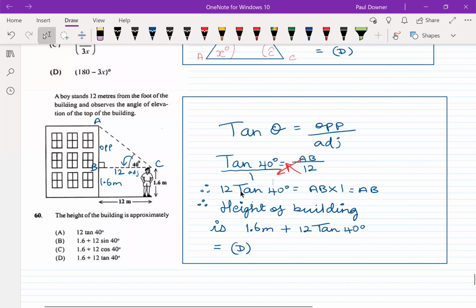So 12 tan 40 represents from here to here. And then the height of the building, therefore, we know is 1.6 plus this distance, which is 12 tan 40. So the height of the building will be 1.6 plus AB, which is 12 tan 40 that we just calculated here. And this here is what we see in D. Look at here, 1.6 plus 12 tan 40, which is D. All right? So that brings us to the end of those solutions.